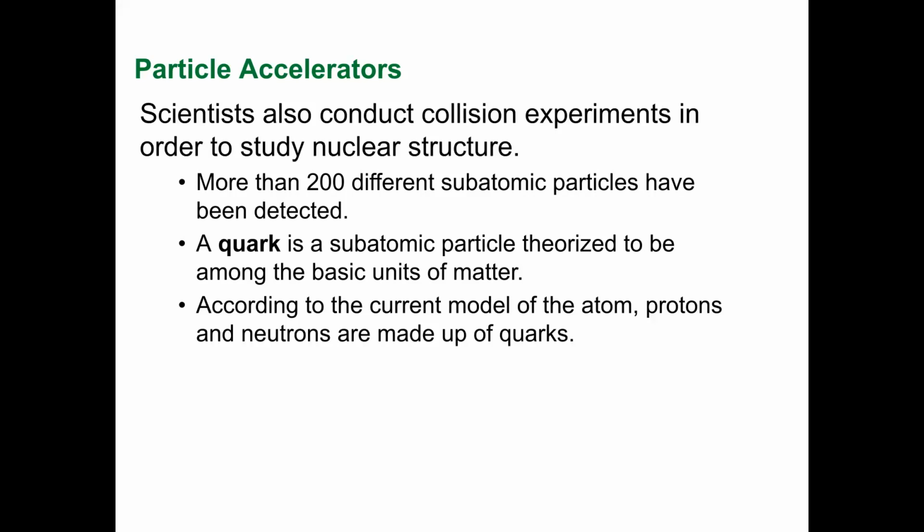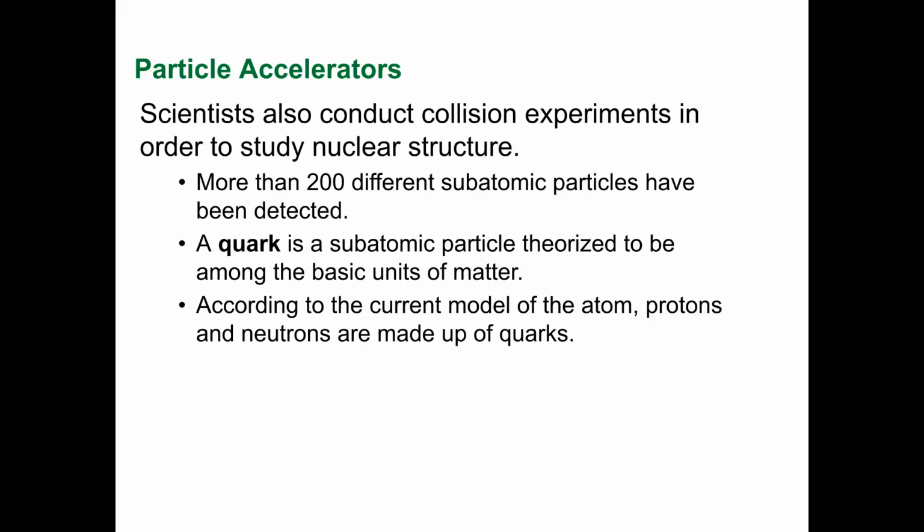There's a big, huge, massive one that you probably saw on the internet called CERN that's over in Europe. That is the most state-of-the-art, large, fast particle accelerator on Earth right now. They do a lot of experimental work there. But basically, they just speed up these particles and collide them to see what happens. More than 200 different subatomic particles have been detected through these types of experiments.